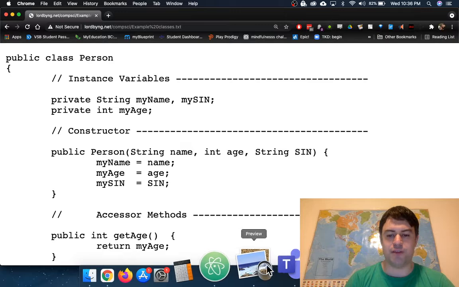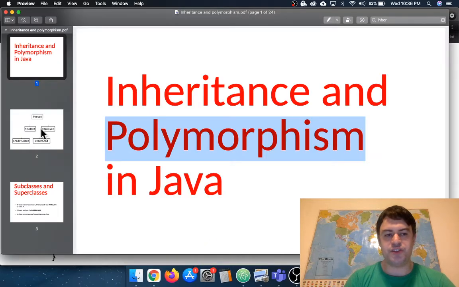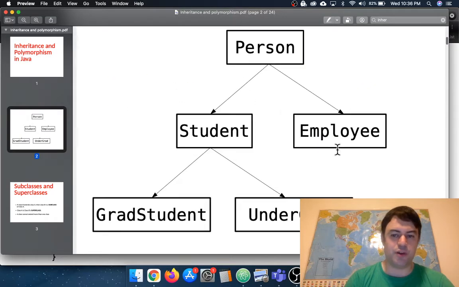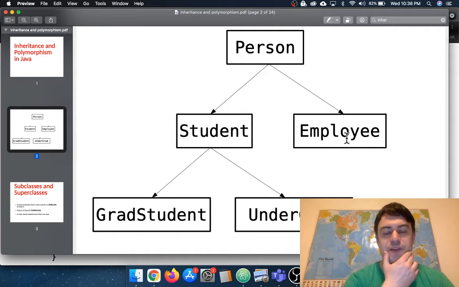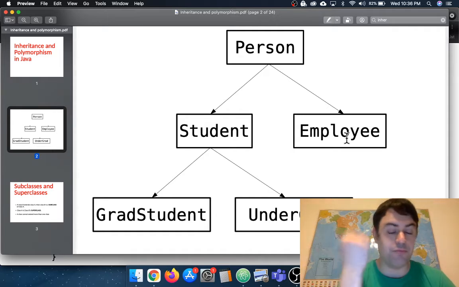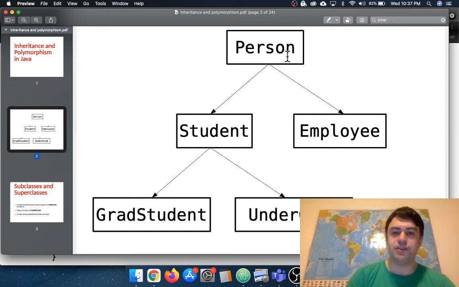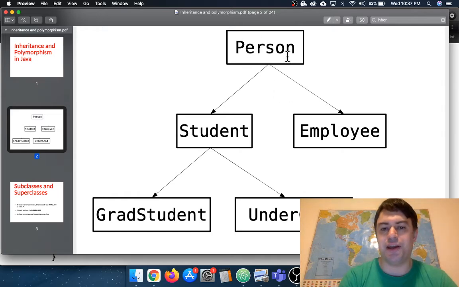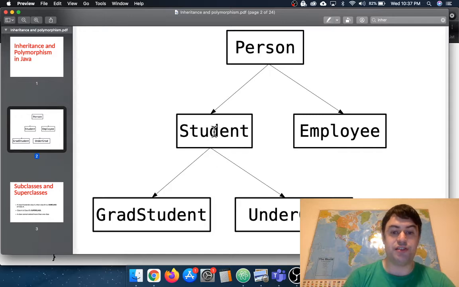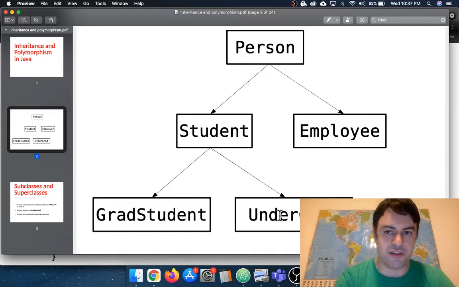And I have a diagram that'll summarize what's happening here. The Employee class we haven't seen yet. It's hypothetical, and we'll maybe get a chance to talk about it, or we might talk about it in class. So here's our Person class. It's extended by Student, and then Student is extended by these two classes, GradStudent and UndergradStudent. So that's a visualization of the structure.